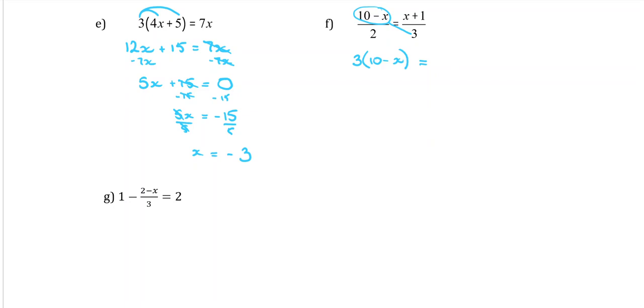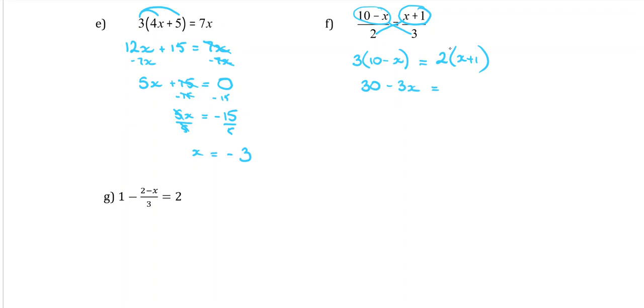Then we say equals, and we take what's at the top of the right side and multiply it with the bottom of the first side. So 2 multiplies with x plus 1. And then the fractions are gone from that question, and it's now a much more straightforward thing to do. So first thing I'll do is expand those brackets. 3 times 10 is 30. 3 times minus x is minus 3x.